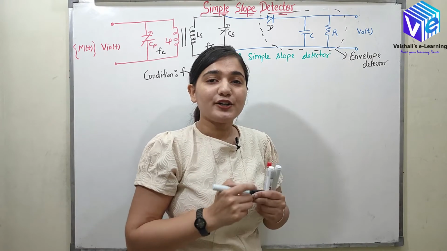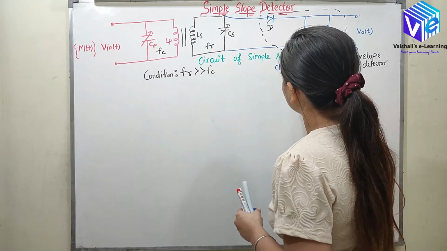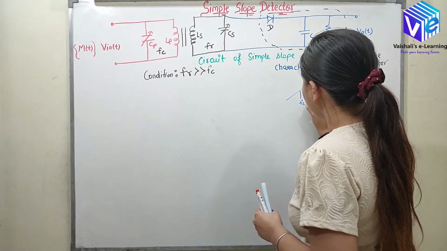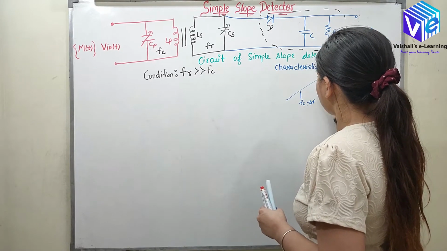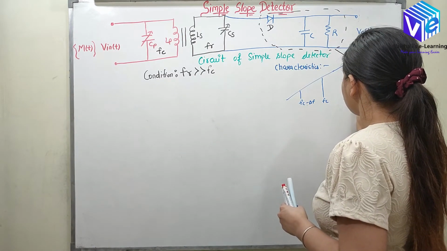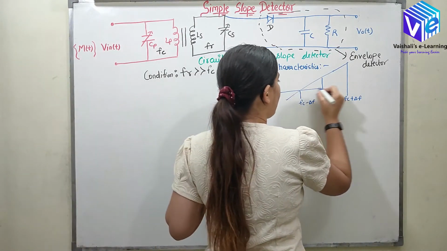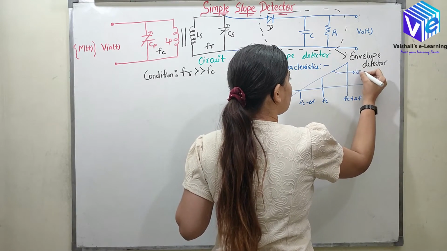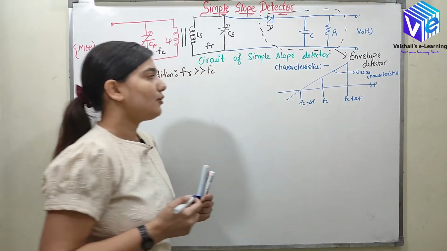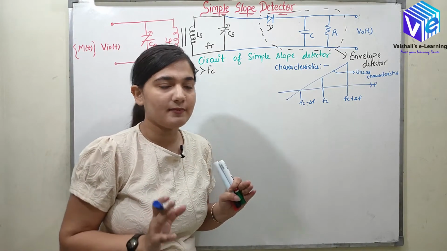I talked about the characteristics of the ideal frequency discriminator. The characteristics looked like this. Here I had f_c minus delta f, here I had f_c, and here I have f_c plus delta f. So this is the characteristic. In the characteristic I can find out that this is a linear characteristic. This is f. So here I have the linear characteristics of the frequency discrimination method.